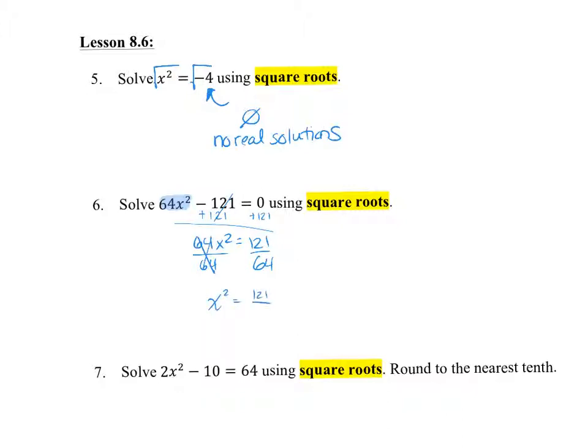So when you get 121 over 64, and then you take the square root of it, x is going to equal plus or minus 11 over 8. In your calculator, you can actually type that in your calculator. It'll give you that answer.